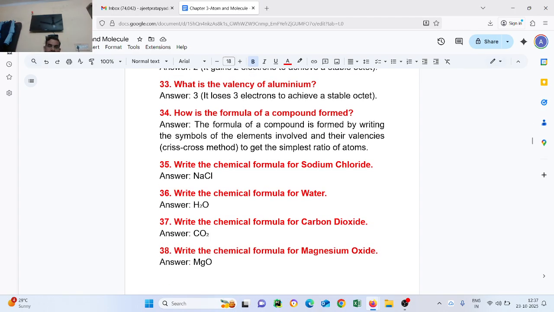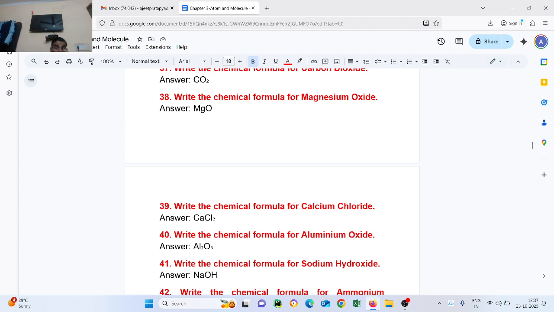Question number 37. Write the chemical formula of carbon dioxide. Answer is CO2. Question number 38. Write the chemical formula of magnesium oxide. MgO. Question number 39. Write the chemical formula of calcium chloride.